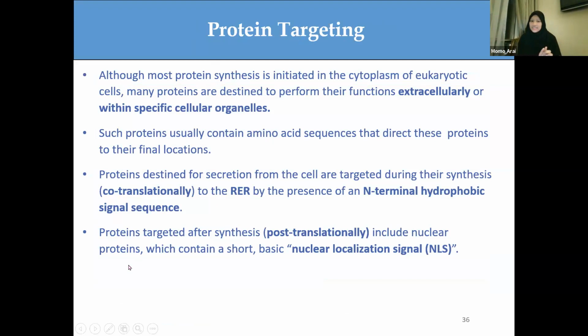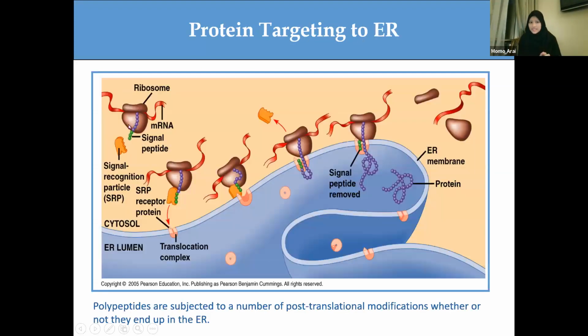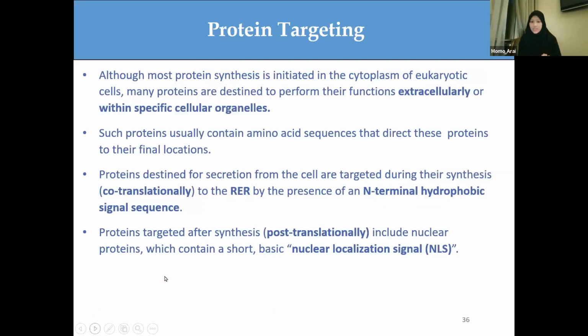But basically, these signal peptides, these signals you see here, are the sequence. It depends, but usually they're the N-terminal hydrophobic signal sequence if they're going to the endoplasmic reticulum, the rough endoplasmic reticulum. Just remember that name, it's the only thing you need to know. The other one is easy to memorize.